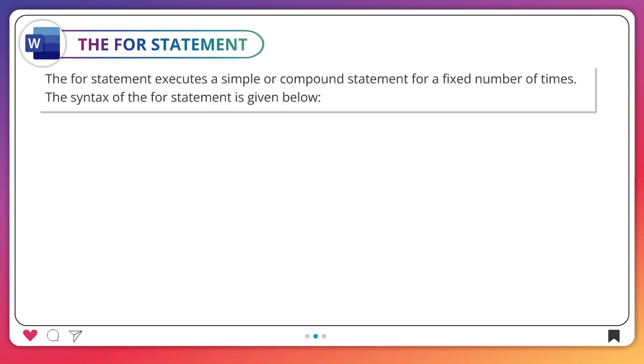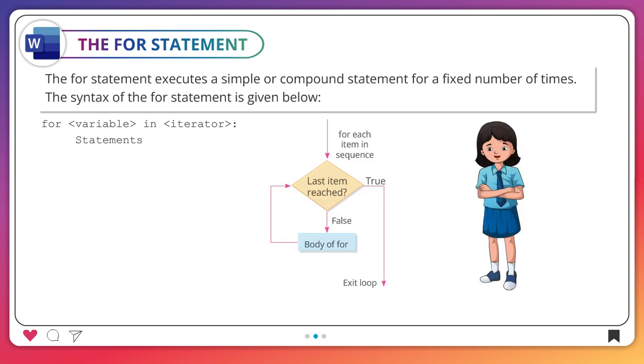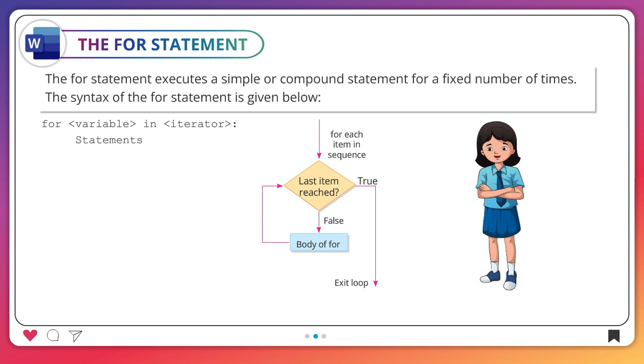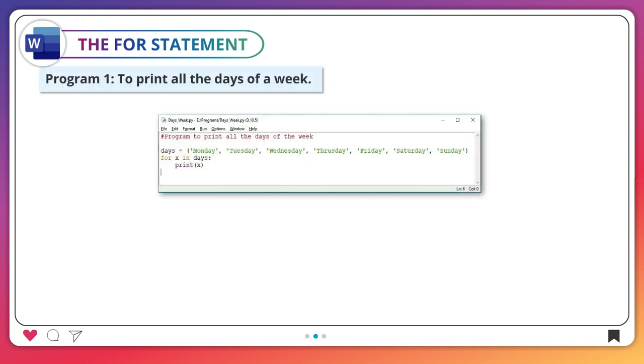The for statement. The for statement executes a simple or compound statement for a fixed number of times. The syntax of the for statement is given below. For variable in iterator: statements for each item in sequence. Last item reached? True, exit loop. False, body of for.